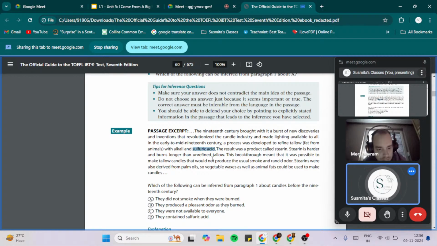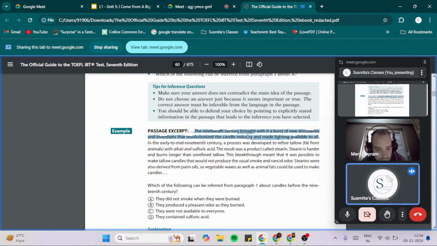Now, what does the question mean? The question is asking you basically, which of the following can be inferred from paragraph 1 about candles before the 19th century? Before the 19th century, that is what we have to understand. So, the answer lies over here.